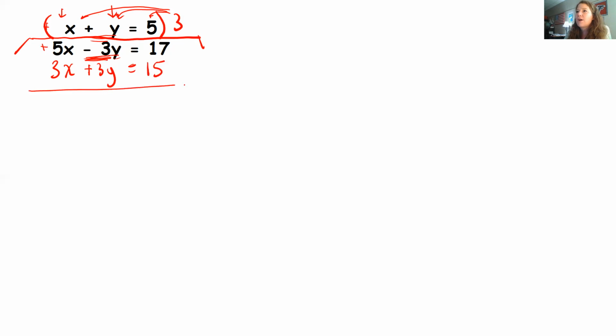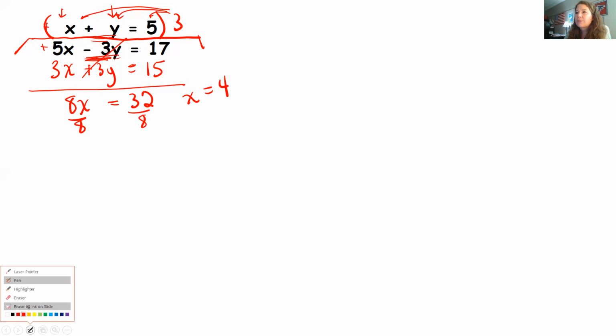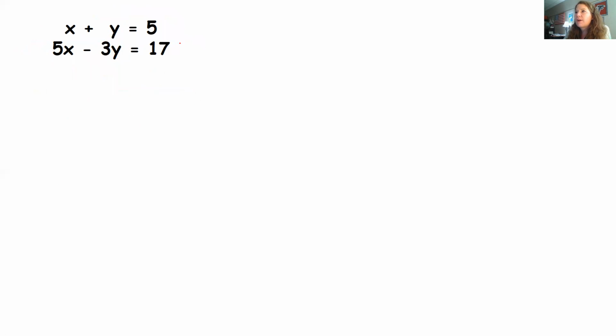All right. So what happens now? What's 5x plus 3x? 8x. My y's eliminate, and I end up with 32. When I divide by 8, I get x is equal to 4. All right, so actually, I'm going to erase all that stuff. So I have x is equal to 4.